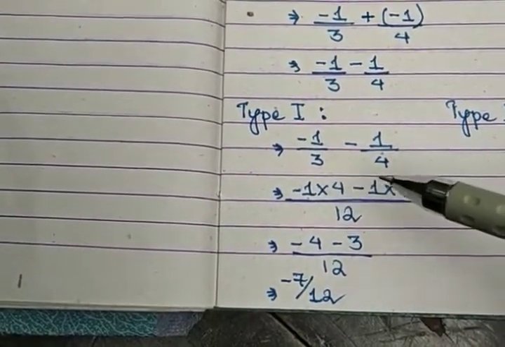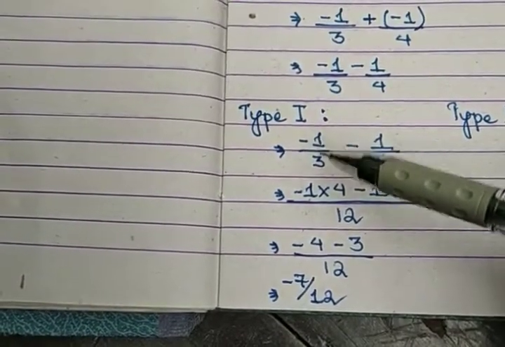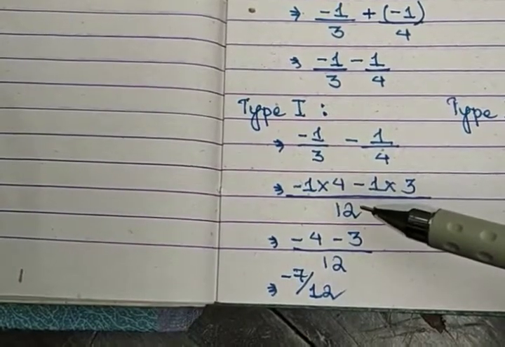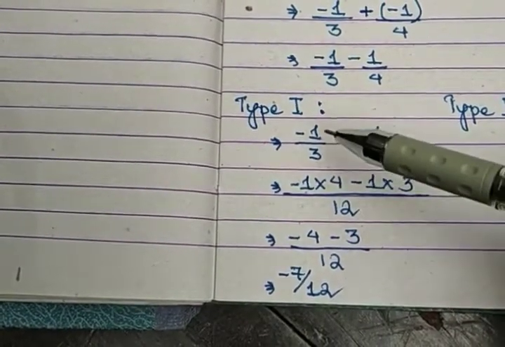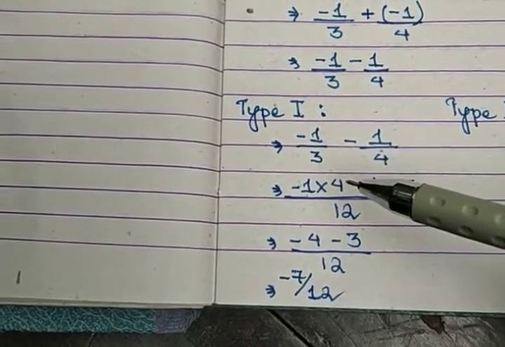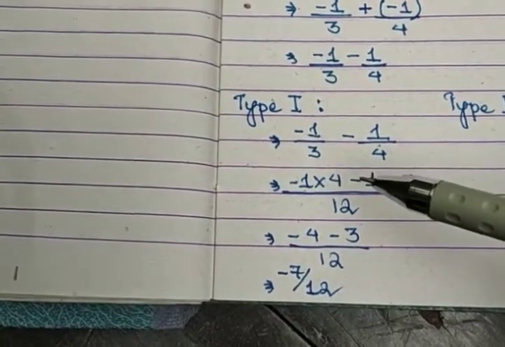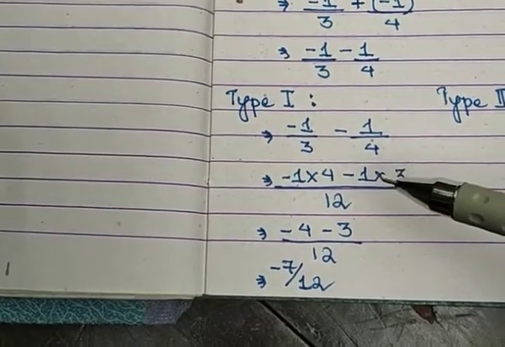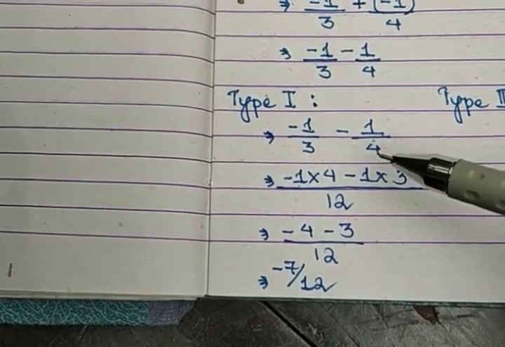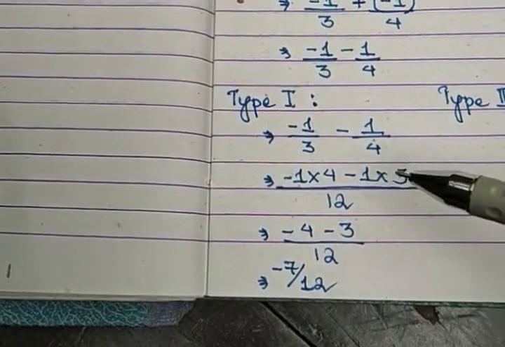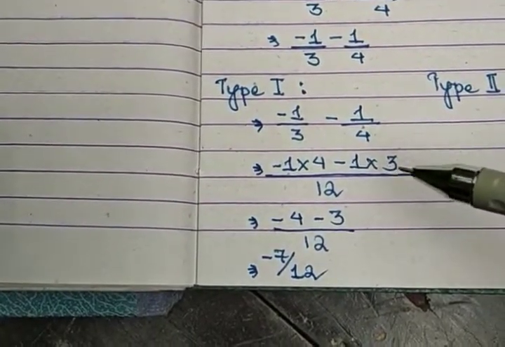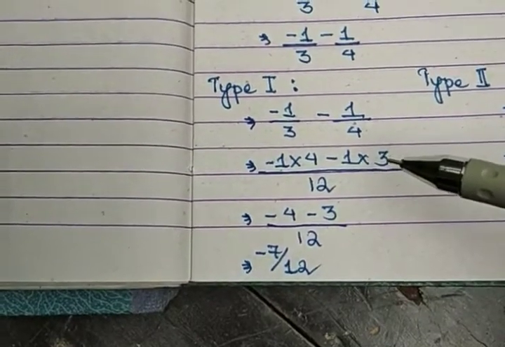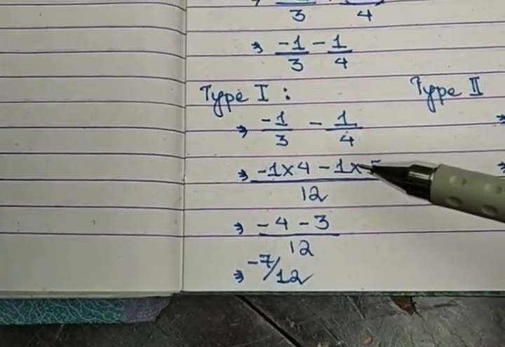After getting the LCM, the first numerator comes first, so minus 1 into, now for 3, how many times is the LCM? That number has to multiply the first numerator. So 3 times 4 is 12, so minus 1 into 4. The sign remains as it is, minus. The second numerator comes, 1 into, for the second denominator 4, how many times is 12? That number has to be multiplied with the second numerator. Here 4 times 3 is 12, so 3 I have multiplied with the second numerator.